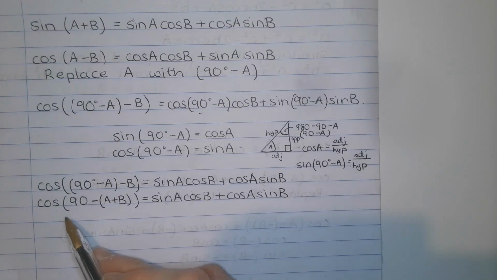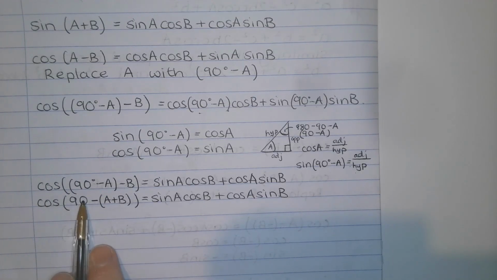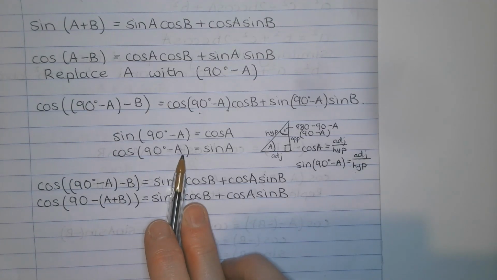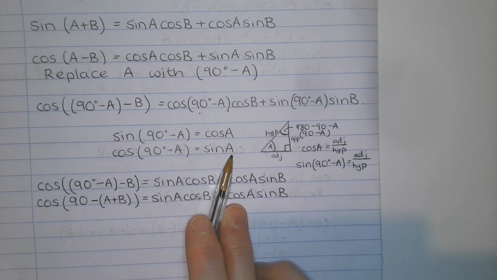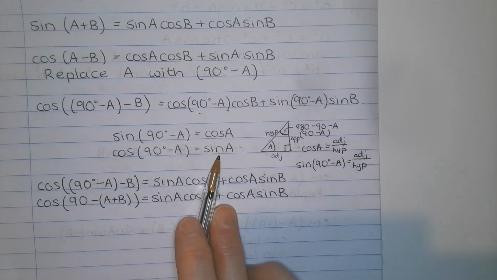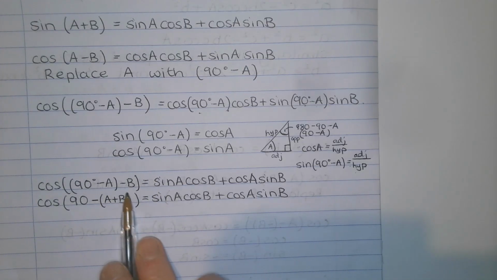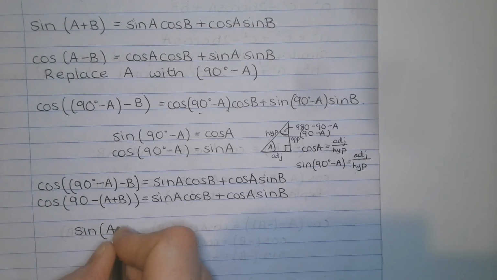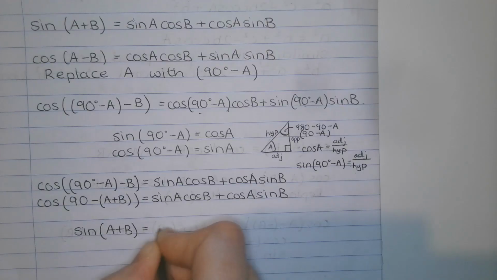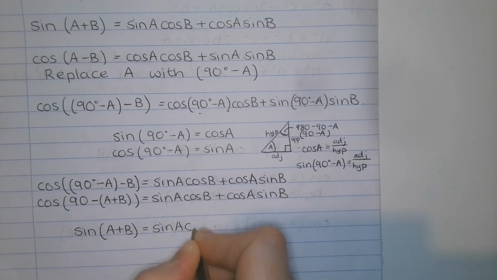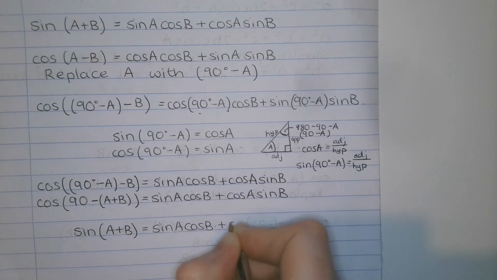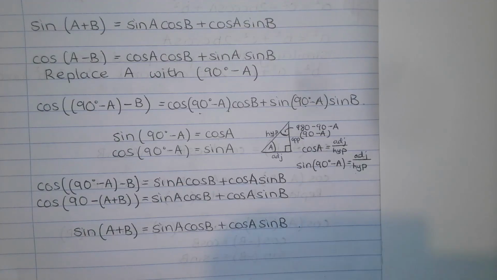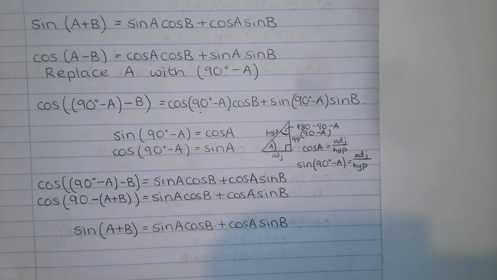In doing that, what we can say is, here we have the cos of 90 degrees minus an angle. And the cos of 90 degrees minus an angle, we can call the sine of A, in this case, the angle here being A plus B. So we can rewrite that as sine A plus B is equal to sine A cos B plus cos A sine B, therefore proving our identity.